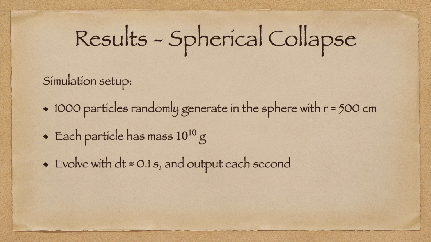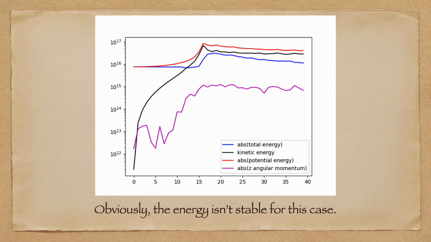Actually, the speed of the collapse is determined by the mass times the dt. So I chose a small dt since I chose a large mass, and I will output the result for each second, which is 10 steps. And this is the energy evolution and the angular momentum evolution.